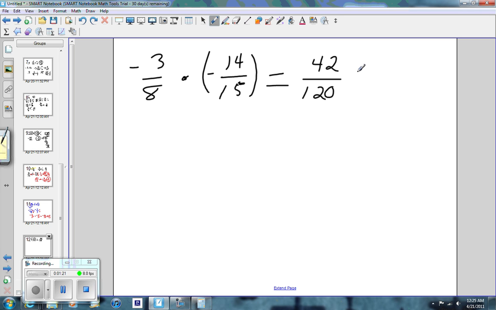I think dividing them by 6. If we divide by 6, we get 7. This one by 6 is 20. 7/20. That's not too bad. So it's doable. But something to consider ahead of time.